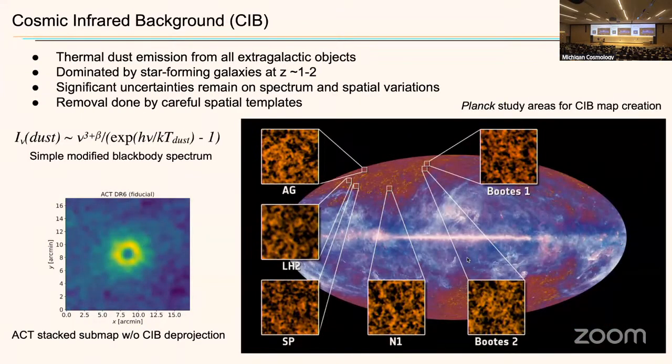So CIB emission, which you saw in the center of this plot right here, is our issue that we're trying to deal with. We have thermal dust emission essentially from all extragalactic objects, but it's dominated by star-forming galaxies at redshifts between 1 and 2, roughly. We try to constrain it by measuring CIB at different areas of the sky. For example, there are these areas that Planck used for their CIB map creation. And then we can model this simplified modified blackbody spectrum here and try to remove it.